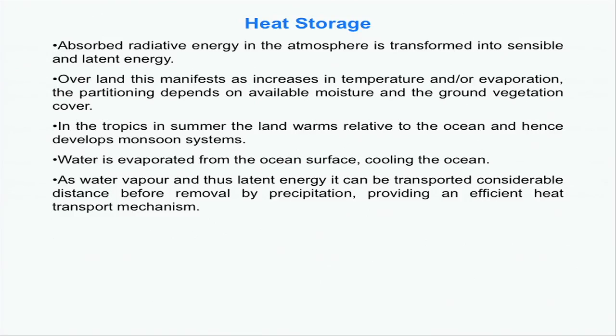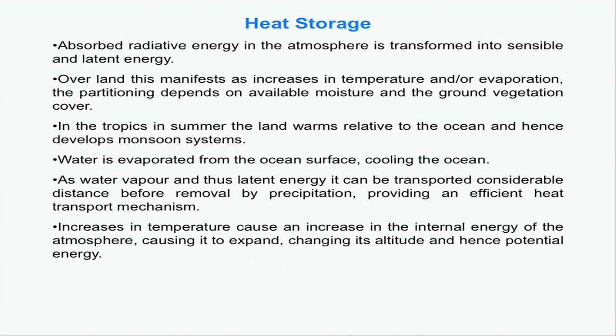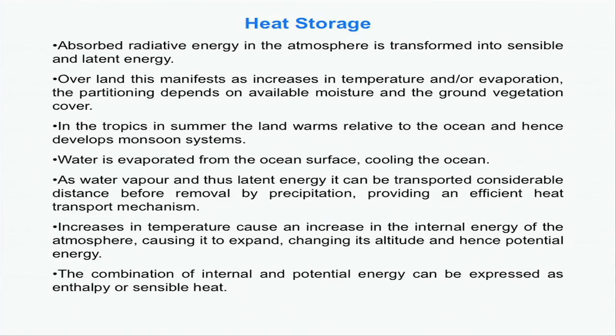We can also get increases in temperature, which cause an increase in the internal energy of the atmosphere. That will cause it to expand, and that changes the altitude. So the altitude of the troposphere, for example, at the equator is significantly higher than at the polar regions. By doing that, we're effectively changing the potential energy of the atmosphere. So it's a much higher potential energy. And the combination of these internal and potential energy changes can be expressed by enthalpy or sensible heat, which we showed the average values for in the energy budget diagram. So those are very important for local regional processes, but also for long-range transport.